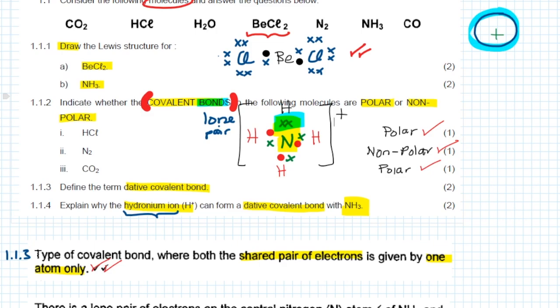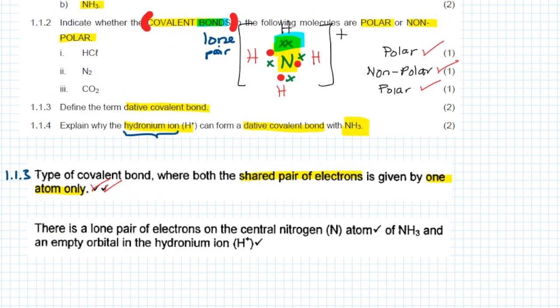So to answer question 1.1.4, we can say there is a lone pair of electrons on the central nitrogen atom in ammonia. That is going to get us 1 mark. And we can state that there's an empty orbital in the hydronium ion that can overlap with that lone pair to form the dative covalent bond. And that is going to get us the 2nd mark. So that is the answer to question 1.1.4, and this brings us to the end of this video.